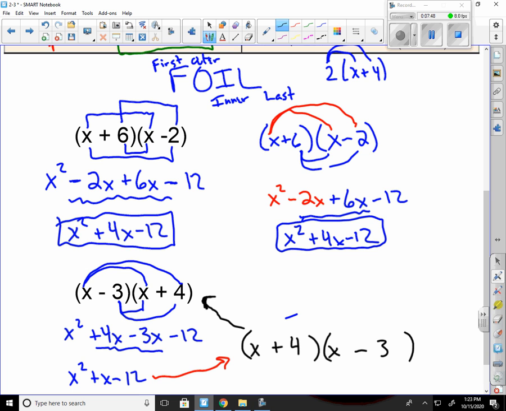So as long as I FOILed right and factored right, I should have the same exact answer. You'll notice that the x plus 4 is in front here and it was in back here. The only difference there is that we can flip the order of multiplication and it doesn't change anything. Like if I did 2 times 6, that's 12, same as 6 times 2 is 12.